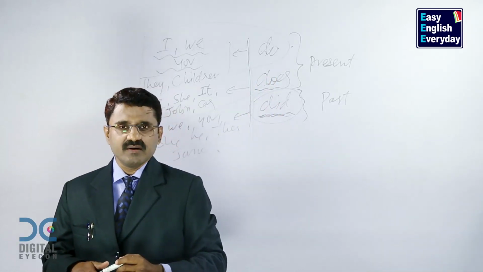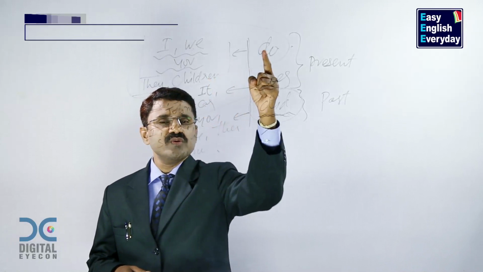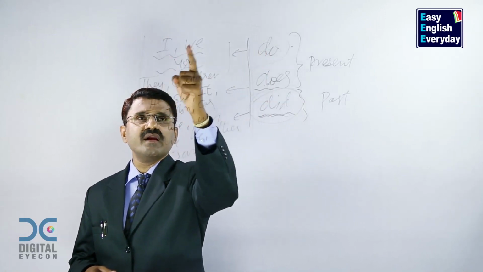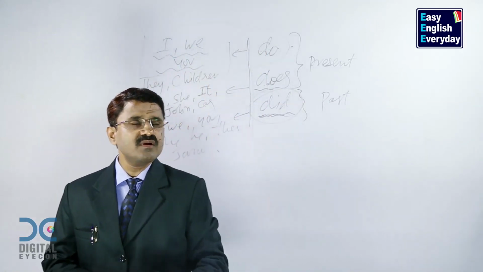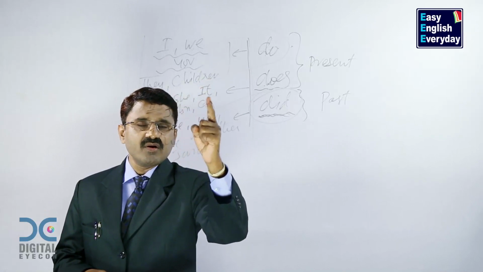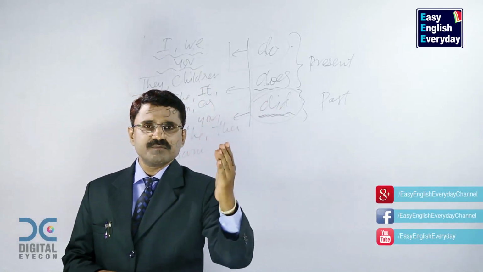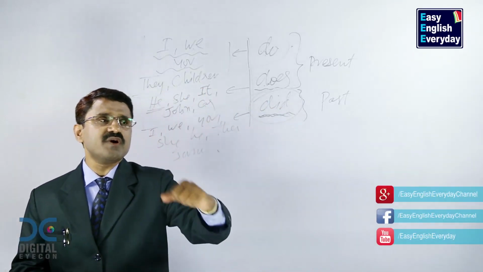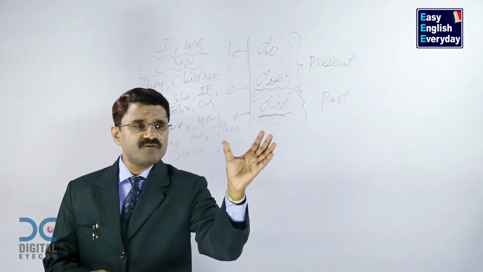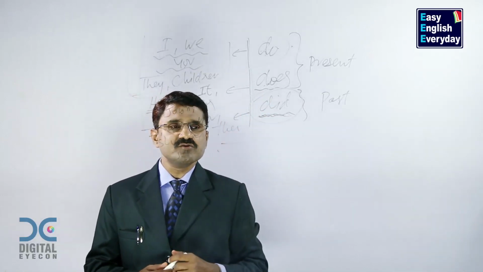This is grammar. Before using do, does, did in your sentences, make it a point to remember that do and does indicate present tense, did indicates past tense. Do can go with I, we, you, they and any plural noun. Does can go with he, she, it, any singular living or non-living noun. And did goes with all the people, first, second, third person, singular and plural. Once you become good at remembering this information, it becomes easy for you to make sentences.